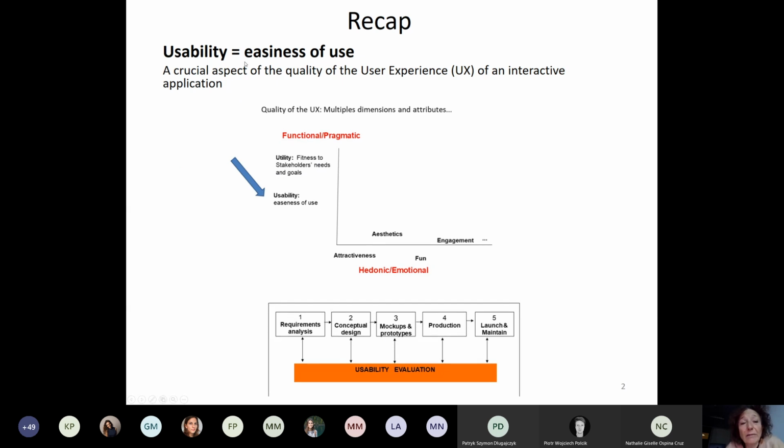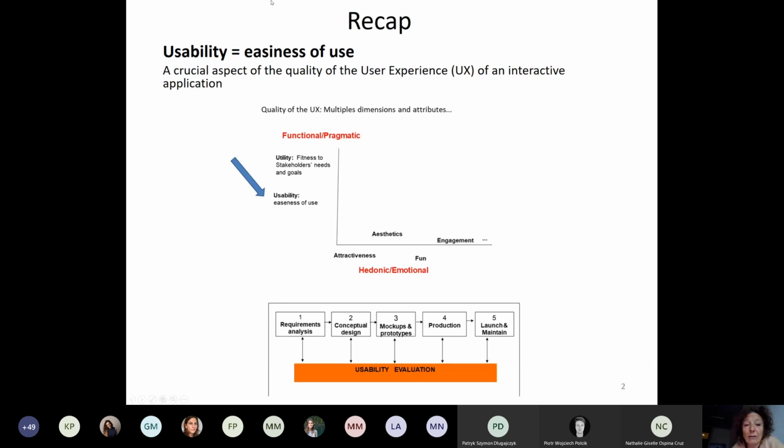Usability is referred to as easiness of use, how easy the user can use the application, which is different from utility. Utility is how well an application fits with the user goals, while usability is just the mechanics. So can I use whatever the application is for, can I use it easily or not?